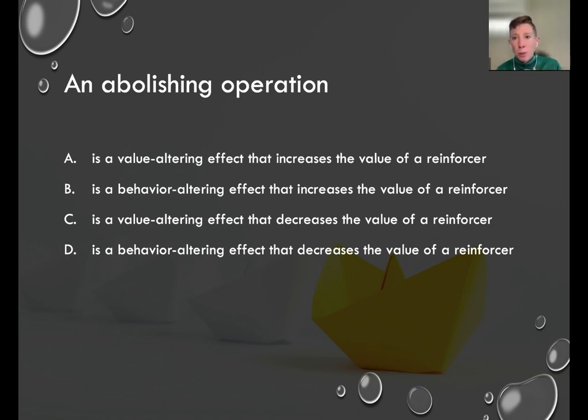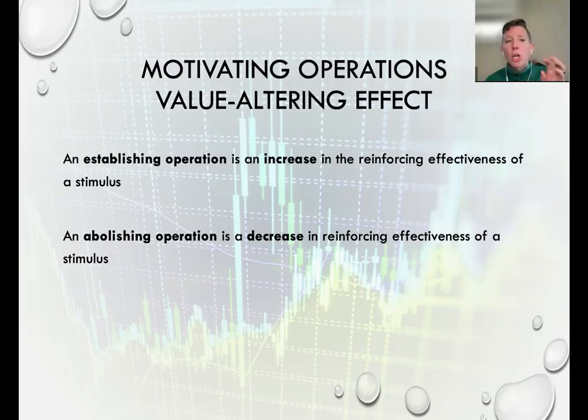So a behavior altering effect is going to either be an abative effect or an evocative effect, but it can't actually change the value of the reinforcer. It changes the frequency of the behavior associated with it. So an establishing operation is an increase in the reinforcing effectiveness of a stimulus. It's a value altering effect that makes something more effective as a reinforcer. And an abolishing operation is a decrease in the reinforcing effectiveness of a stimulus. So it is something that makes something less effective as a reinforcer.